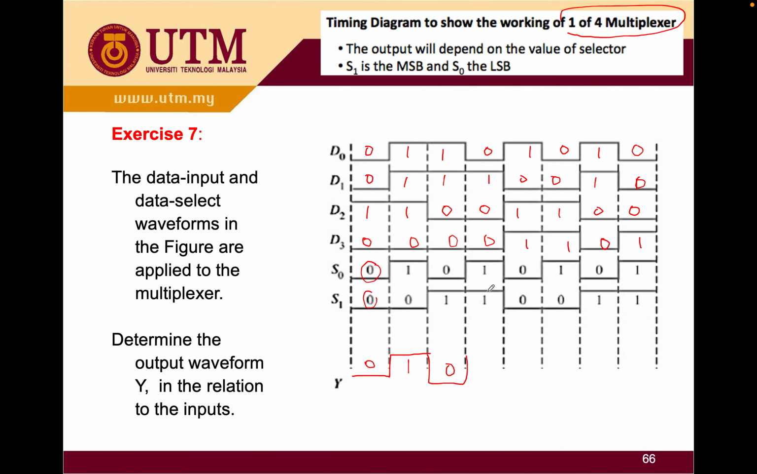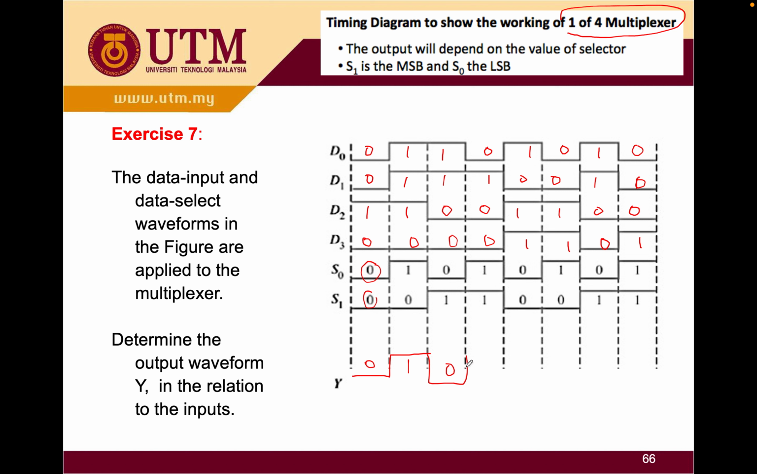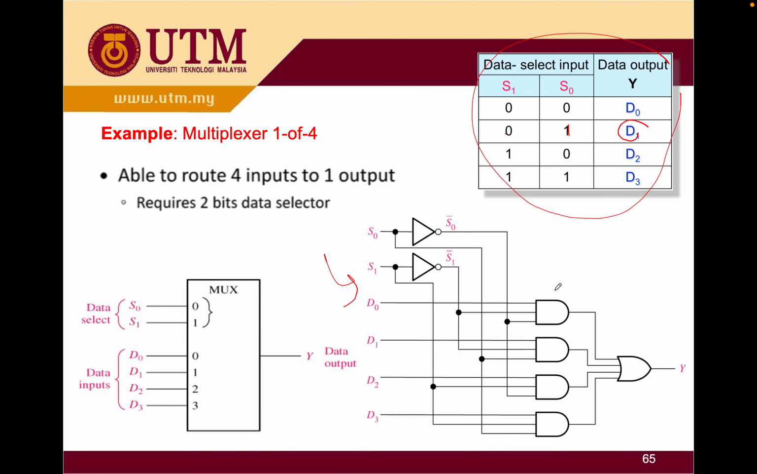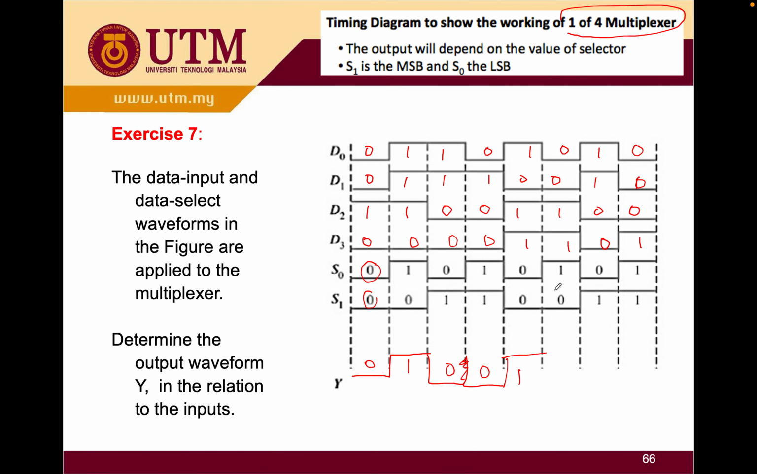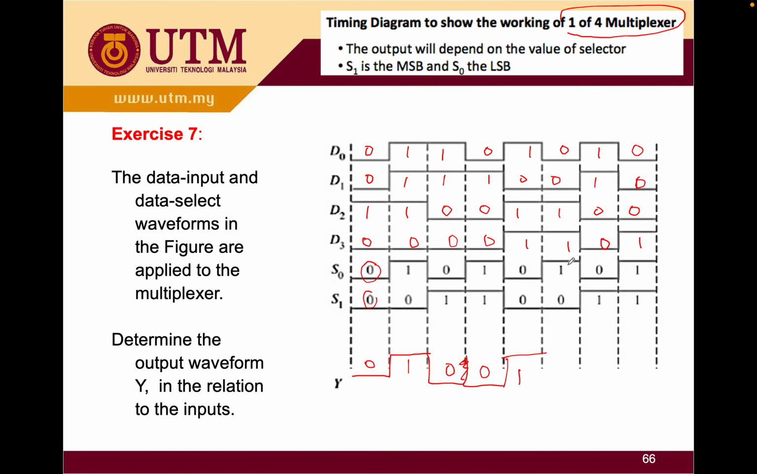Now I have 1 1 1 1. I have D3. D3 is 0. Okay, it's going to be 0. Next is 0 0. I'm going to have what is now D1, D0. 0 0, D0, and 1 0 will be D2. Is it D2? D3. D1. D1. Here will be 0.